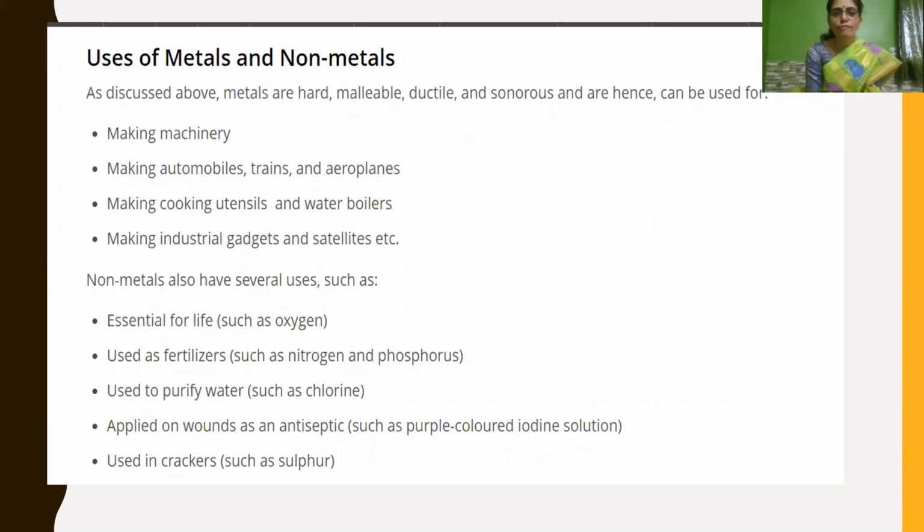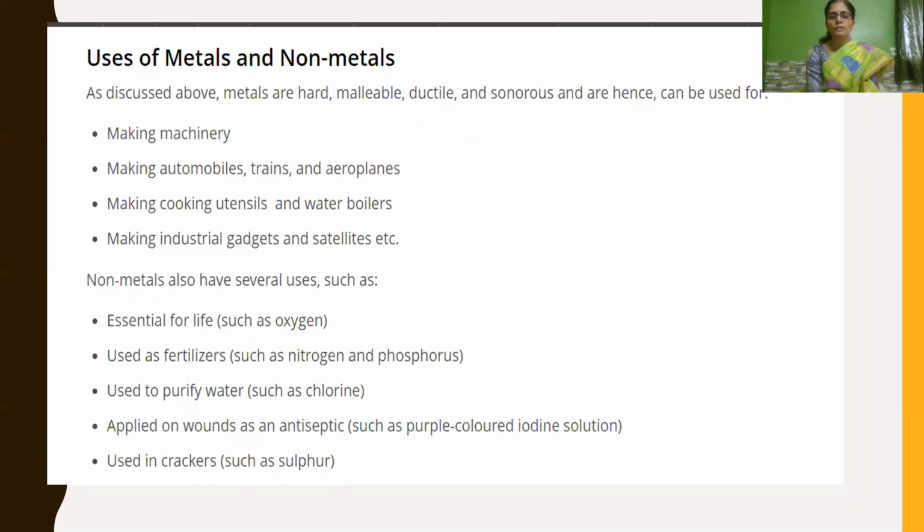And the uses of metals: due to malleability and ductility, they are used in making machineries, automobiles, trains, aeroplanes, etc. Due to the properties of malleability and conductivity of heat, they are used in cooking utensils, water boilers, etc. It is also used in industrial gadgets, satellites, etc.